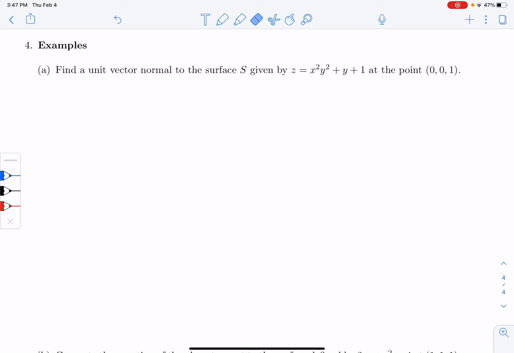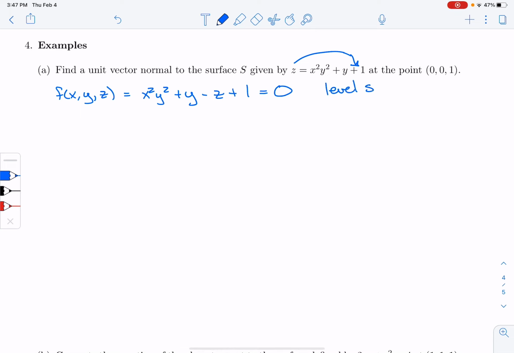So what we're going to do is define f of x, y, z to be x squared y squared plus y minus z, bringing the z over to the other side, plus 1 equals 0. And this is going to be a level surface, because I've set it equal to 0. By setting everything equal to 0, I have a level surface of f.